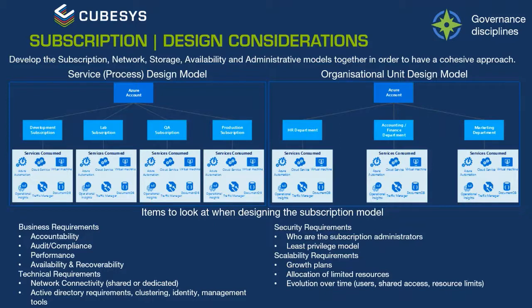Some of the things you need to think about are the accountability requirements and the compliance and audit requirements you might have. Some of them might be technical requirements around shared or dedicated networking. The Active Directory requirements also come into play around the clustering and the identity management tools. You also want to think about scalability requirements, your growth plan or your allocation of limited resourcing, and also your evolution over time. You should always be thinking about evolving your environment and the restrictions or requirements you have around that.